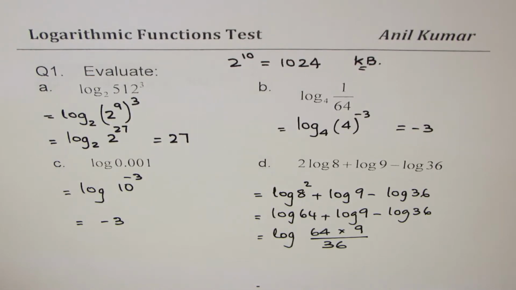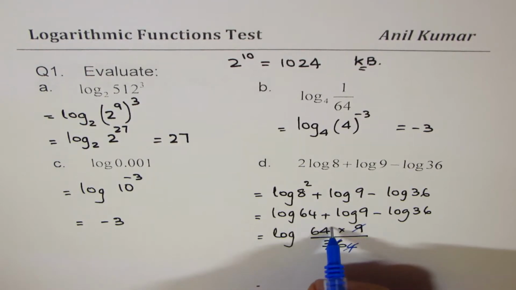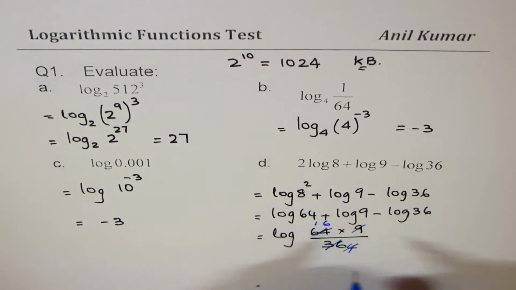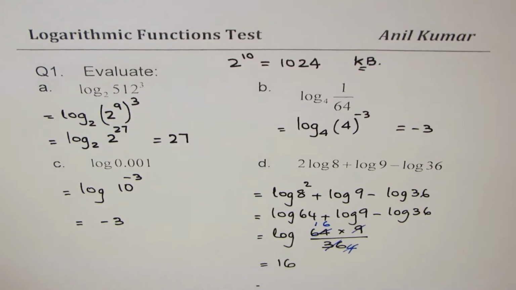So you could simplify this. 9 goes 4 times. And then you can divide this. 4 times 1, 24 is 16. So we get our answer as equals to 16. Is that correct? So that is how you'll do question number 1.